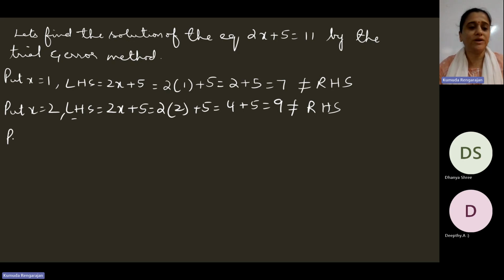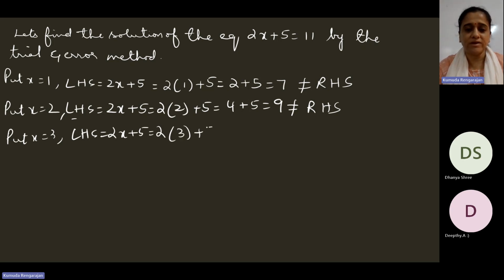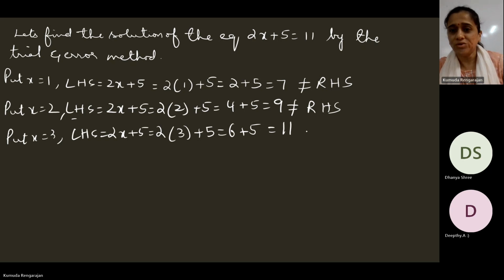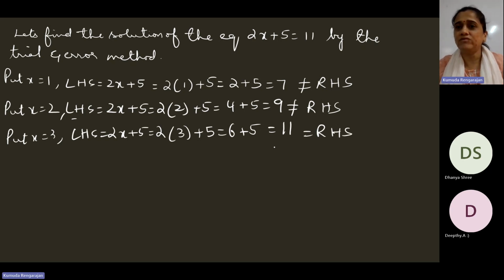Now put x is equal to 3. LHS is equal to 2x plus 5, which is 2 into 3 plus 5, which is 6 plus 5, which is 11, which is equal to the RHS. The value of the left-hand side is 11, and the value of the right-hand side is also 11. So the value of the LHS is equal to the value of the RHS when x is 3. So 3 is called the solution to this linear equation.